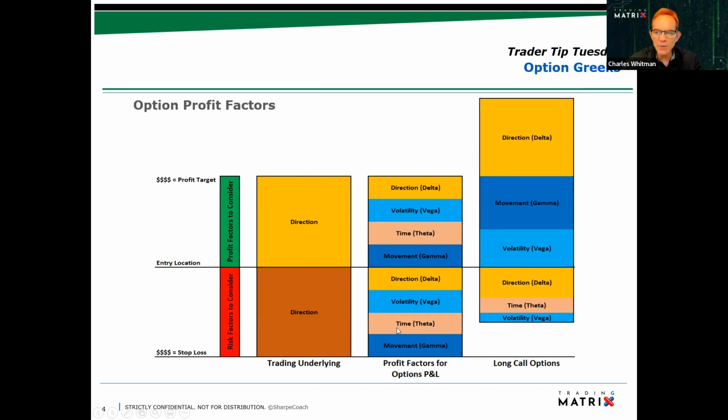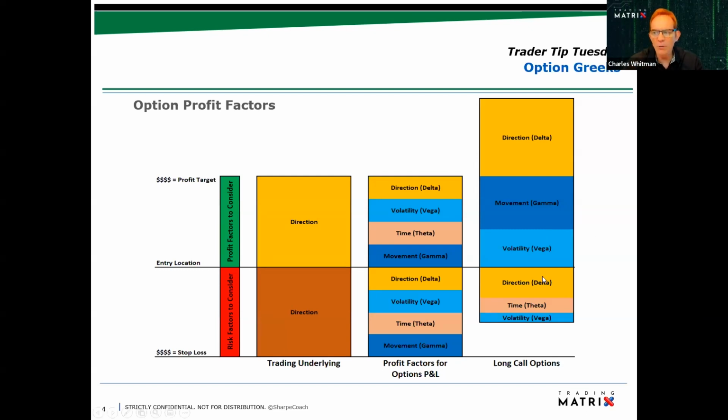Now, one of the great things in option structures is you can emphasize certain factors. So if we're long a call, we get to emphasize direction because we're long, movement, which is gamma, and volatility, which is vega. So if we get an explosive move in a stock, let's say we get an explosive move up, the call is going to explode in value because it has three factors working for it. It has direction, it has movement, and it has volatility. So you get the triple, and that causes price to explode.